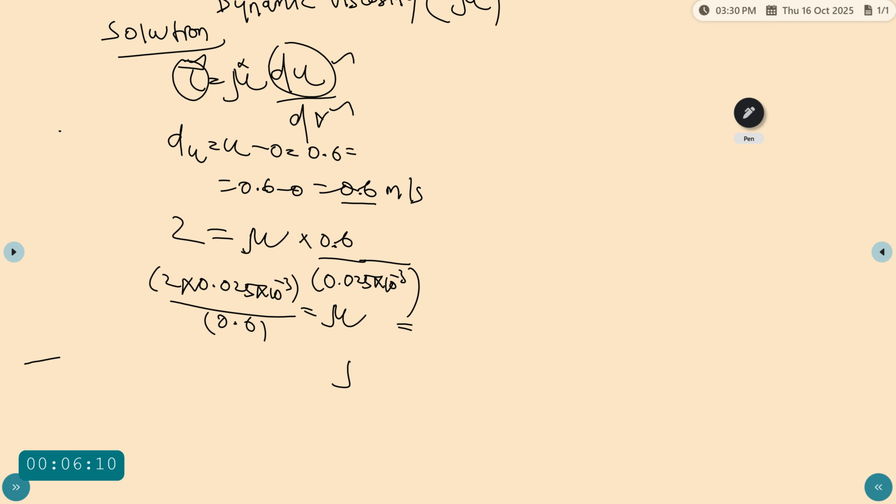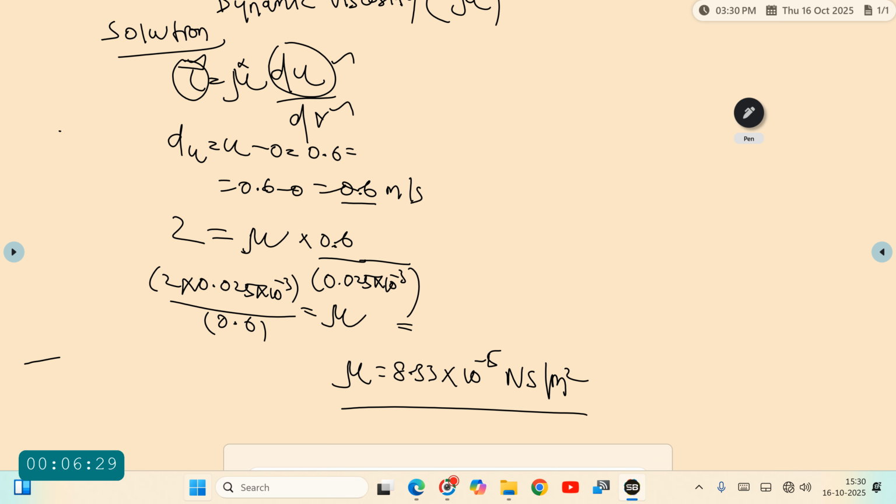So the final answer for mu is 8.33 into 10 power minus 5 Newton second per meter square. This is the final answer for dynamic viscosity. Okay, now we move on to the next question.